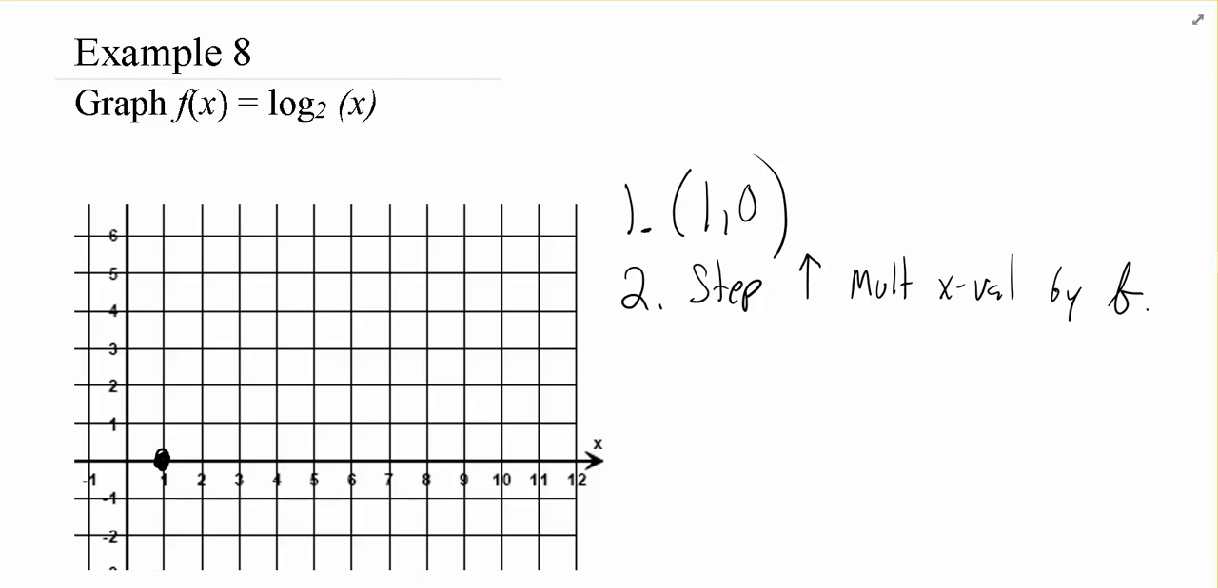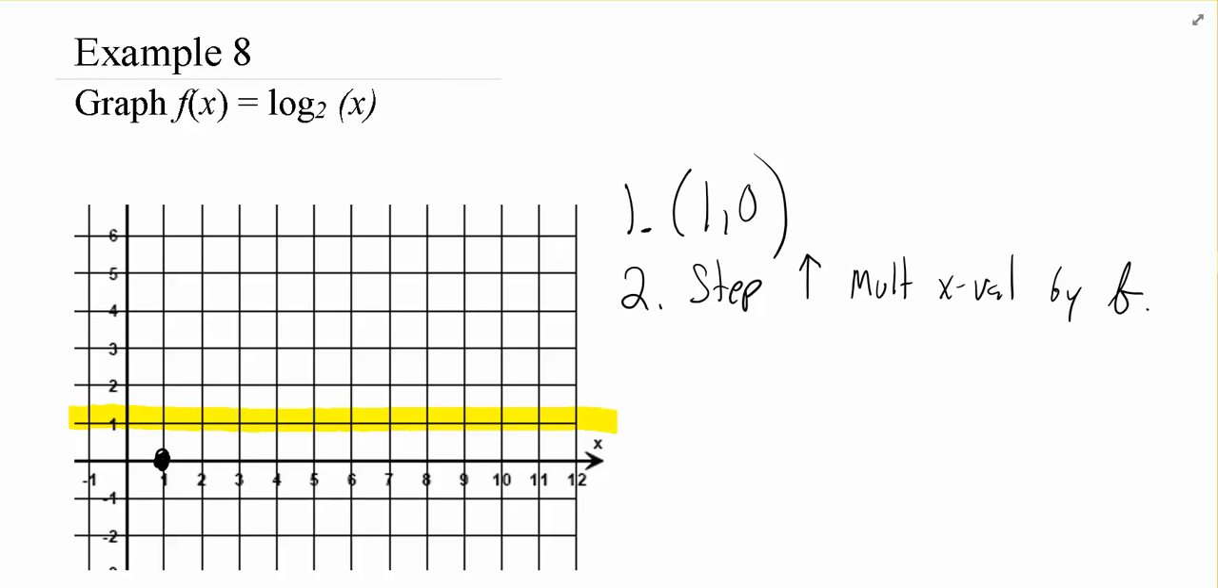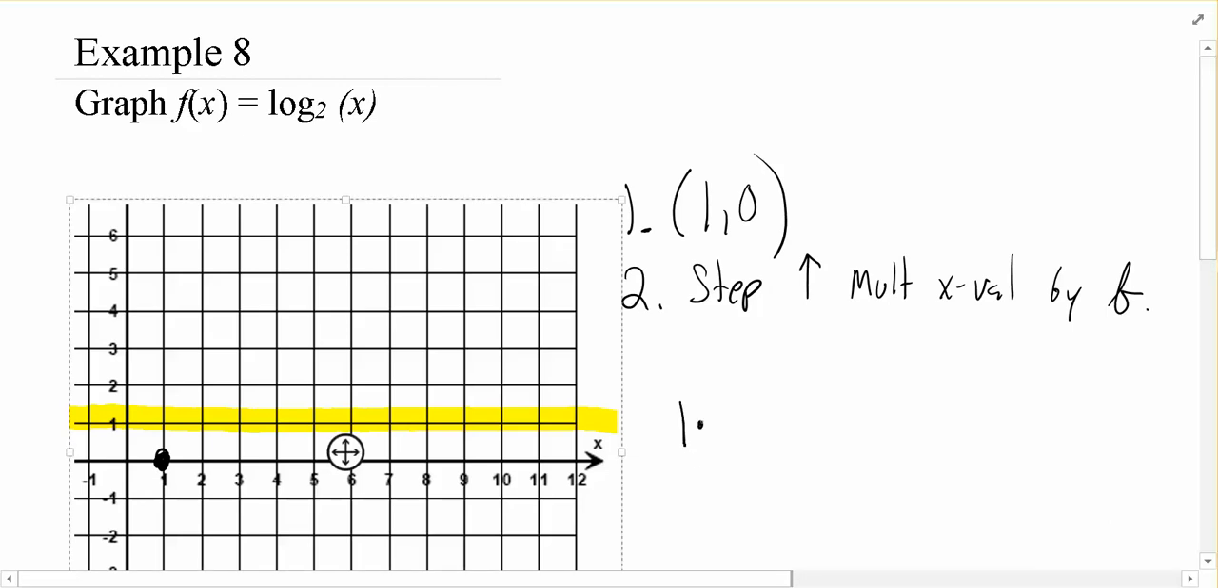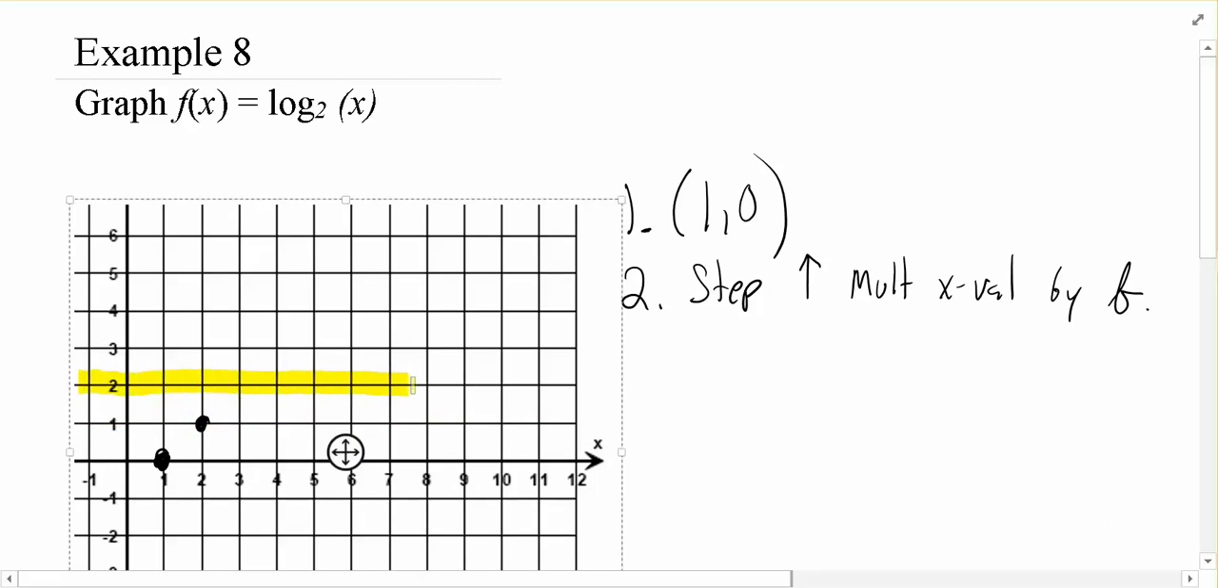So if I take a step up, that means I want to graph something on that horizontal line there. To figure out what value we get, we're going to take the old x value of 1 and multiply by our base, which is 2. So that means that my x value becomes 2. Now if I want to take another step up, so I want to graph something on that line there, then I'm going to take my old x value of 2, and I'm going to multiply by 2 again. That gets me 4.